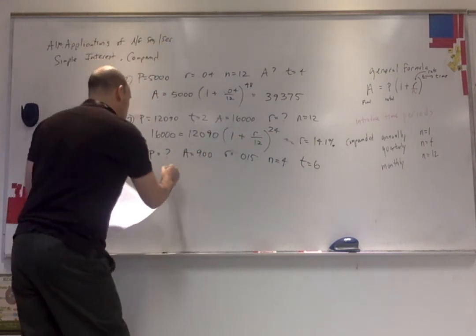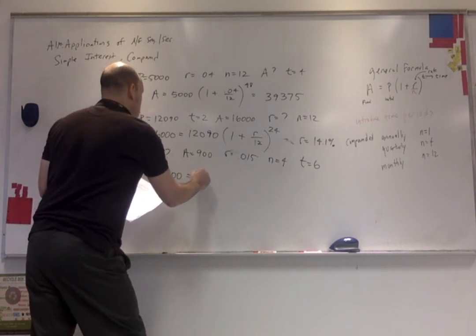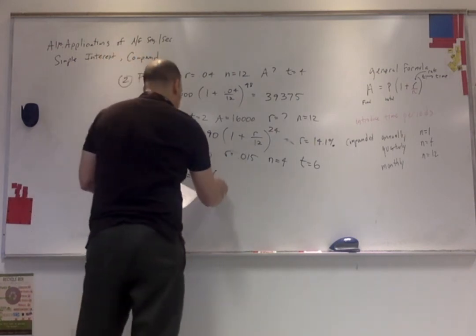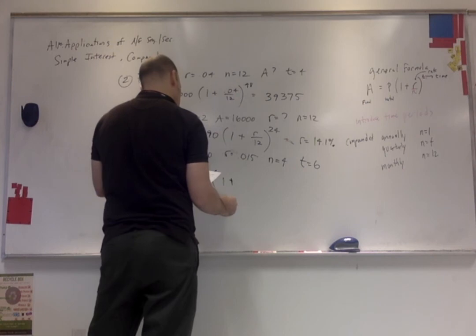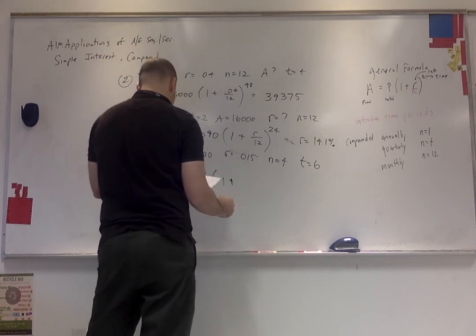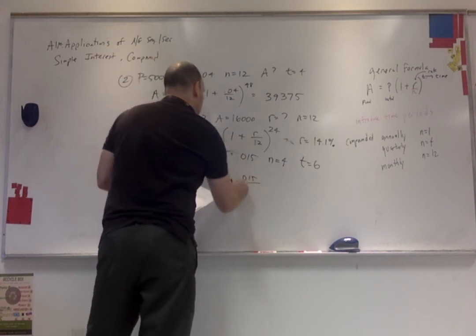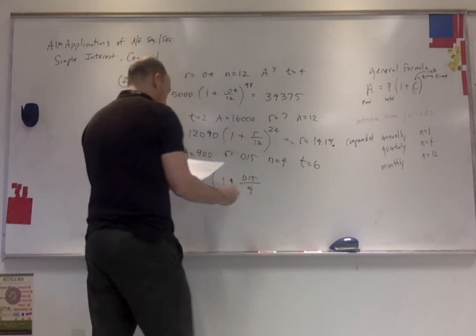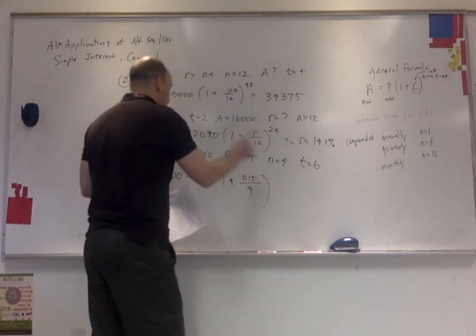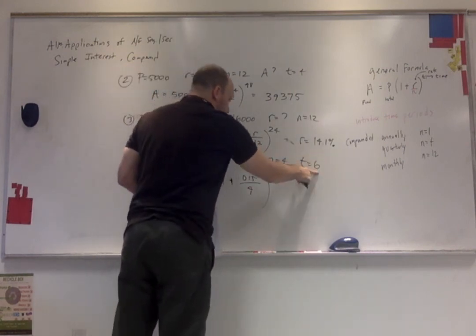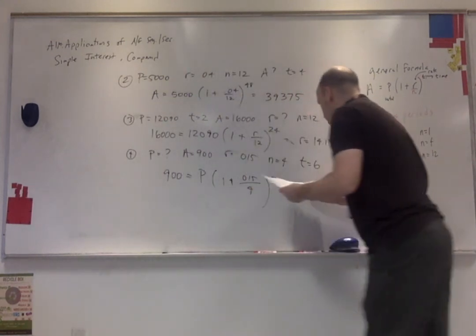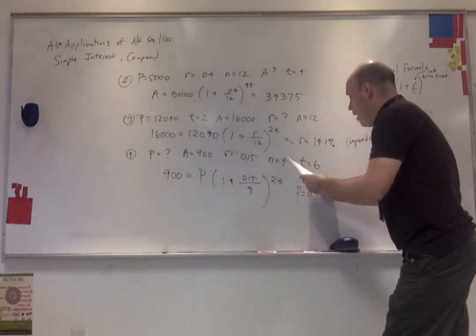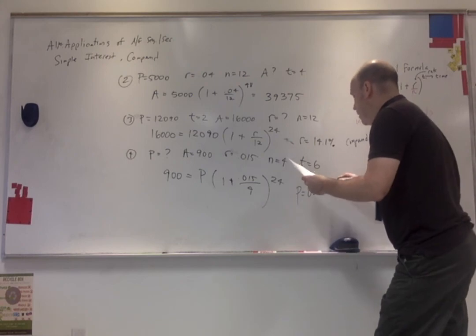Let's put this together. 900 is equal to P, open parentheses, 1 plus 0.015 over 4, because it's quarterly, right? Raised to, so let's see, it happens 4 times a year, 6 times 4 is 24. Final answer, P, the original amount was $822.68.